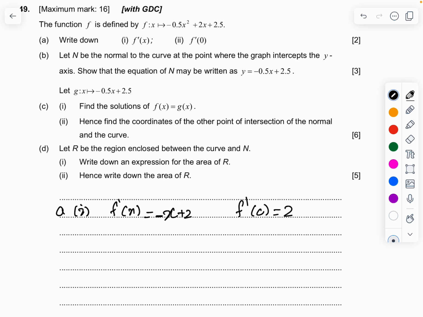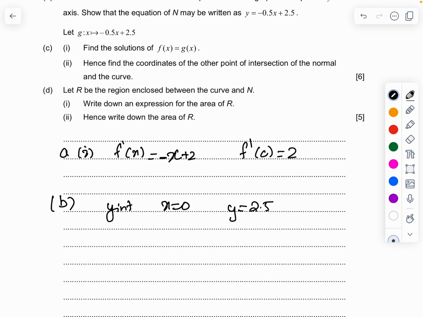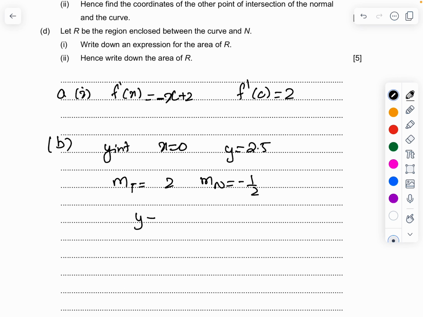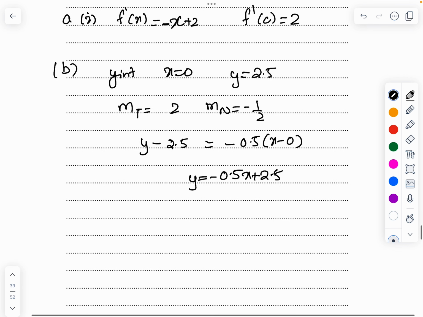Let N be the normal to the curve at the point where the graph intersects the y-axis. Show that the equation of the normal is as given. So first the y-intercept. Y-intercept means x equals 0, so y equals 2.5. Gradient of the tangent will be equal to 2, so gradient of the normal will be negative 1 upon 2. Now the equation of the normal will be y minus y1 equals minus 0.5 times x minus x1. So y equals minus 0.5x plus 2.5. Part C, find the solutions of f of x equals g of x.